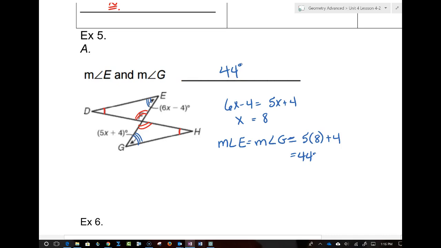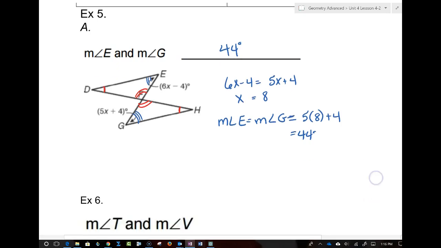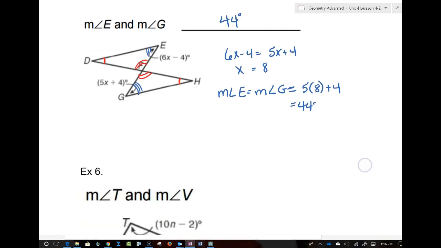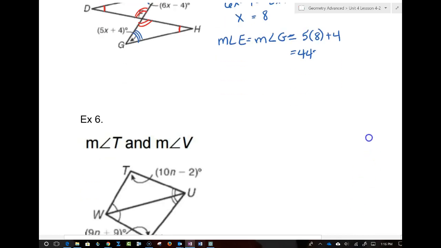Yes, Peter? Yes, they would be. And then E and G, wouldn't those be alternate interior angles? Mm-hmm. Yep. If you saw it that way, you'd still get the problem right, correct? All right, next one, guys.